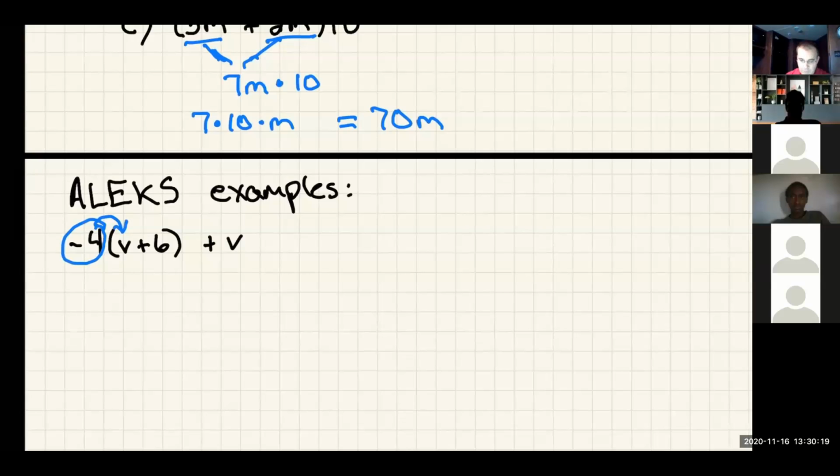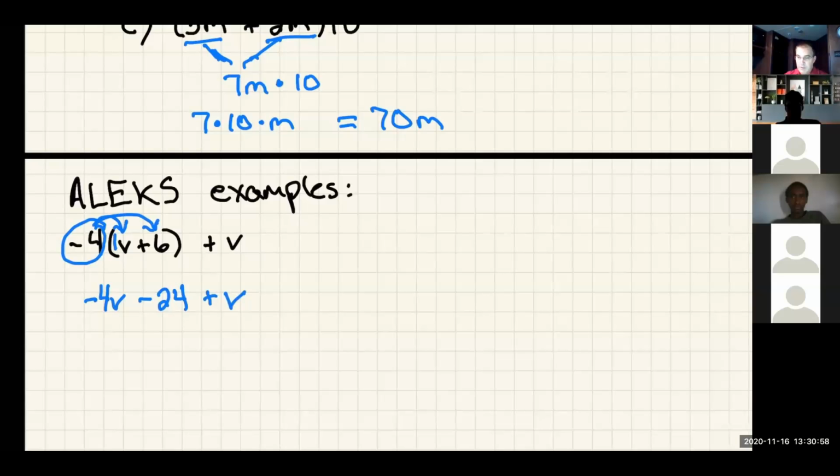When I do the -4, if you like to think of this as a 1v, that's fine. -4 times 1 is going to give me a -4v. And then the -4 times the 6, -4 times +6 is going to give me a -24. Okay, so I don't always write those separate multiplication problems down if I can handle it in my brain or on my calculator. Then I have to make sure I don't forget that we have a plus v. It's not in the parentheses, so I won't distribute the 4 to it.